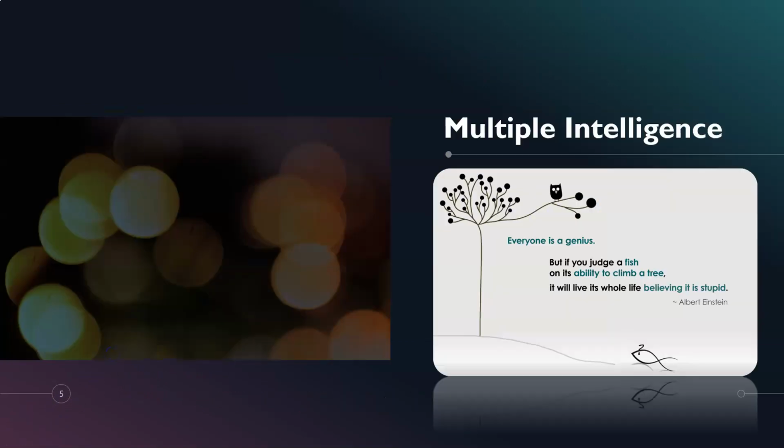Now, by now, you guys know I really like quotes, and one of the best quotes that summarizes this concept of multiple intelligence is there on the screen. And it reads, "Everyone is a genius, but if you judge a fish on its ability to climb a tree, it will live its whole life believing it's stupid," by Albert Einstein. So that pretty much summarizes what we're talking about here with these different skill sets, these different abilities.